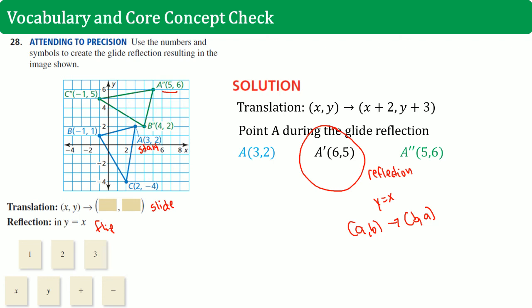So how do I go from here to here? How do I make 3 become 6? Well, I had to add 2 to the x. How do I go from the 2 to the 5? I had to add 3 to the y value. That's how I got the rule here, that the general rule should be x plus 2 comma y plus 3.